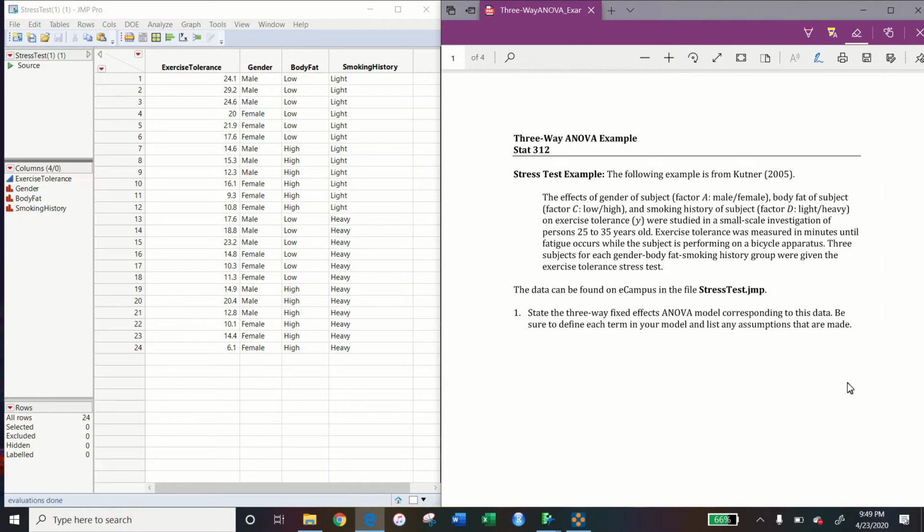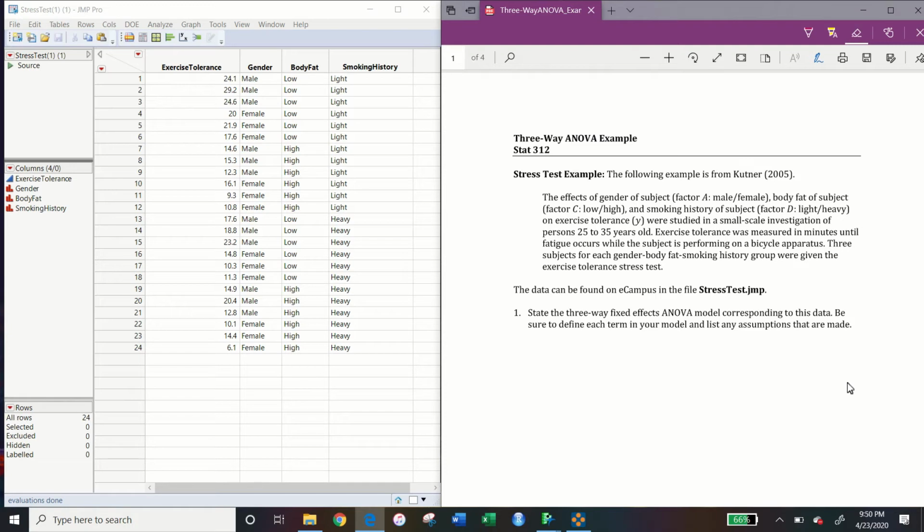Unlike the two-way ANOVA example video, I'm not going to give you as much guidance for this video, particularly because so much of what we're doing in this example is very similar to what was done in the two-way ANOVA video or from the chapter 9 slides. But what I do want to do is review some of the JMP techniques and processes that you might need in order to work your way through this problem.